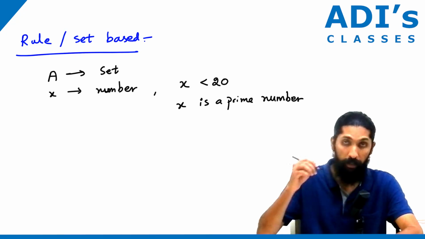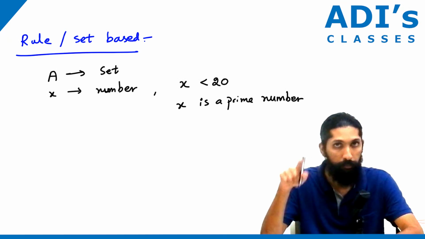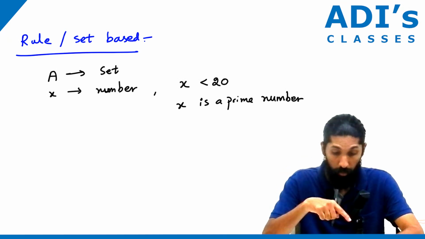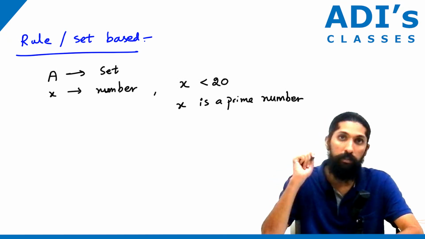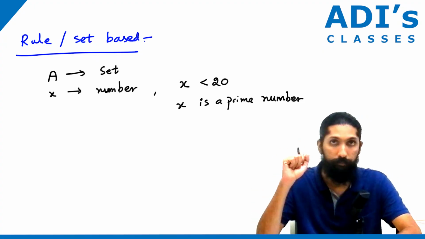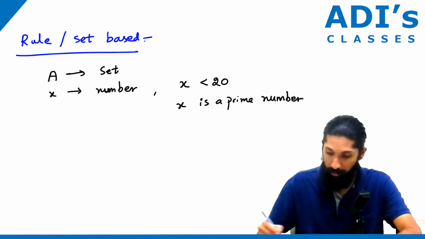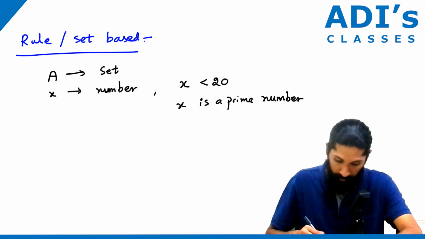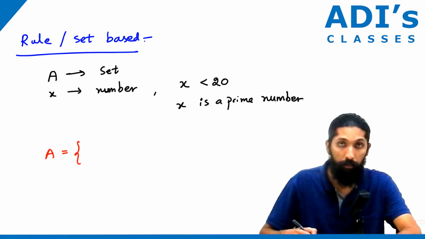So now that you know x is less than 20, x is also a prime number. And also A is a set, capital letter A is a set. Now we'll combine all of them together. When you combine them, first A is the set, correct? A is equal to, open the flower bracket like I told.